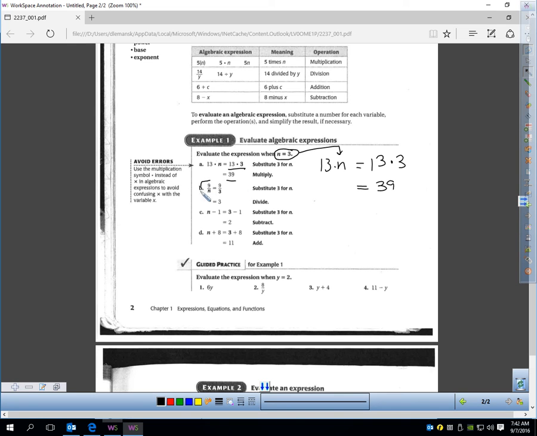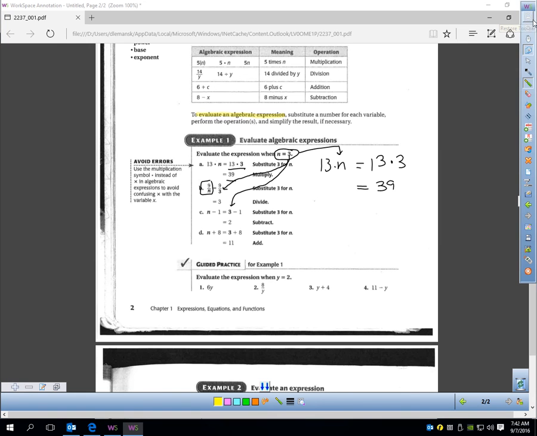Or let's say we had 9 over n. Can you see how they took 3 and they stuck it in for n, and 9 divided by 3 is 3? Or if we had n minus 1, we put 3 in for n because it says here n equals 3, so I put a 3 here. 3 minus 1 is 2. Okay? That's what it means to evaluate an expression. Evaluating an expression simply is telling you to take your number, replace the variable with that number, and evaluate. That means get the answer. Do the operation. Do the adding, subtracting, multiplying, or dividing that they are asking for.